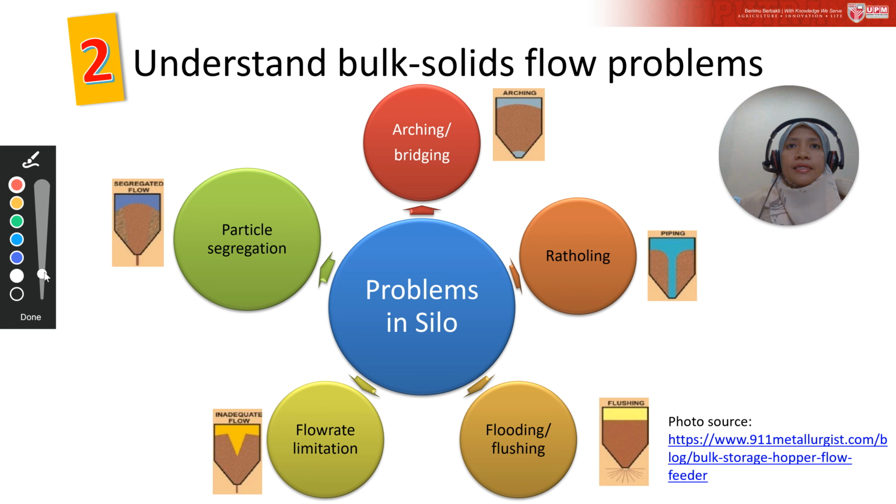And then another thing is particle segregation, which is the separation of particles by size, shape, density, and so on. Basically, particle segregation may prevent a chemical reaction and cause out of spec product, or sometimes require costly rework.